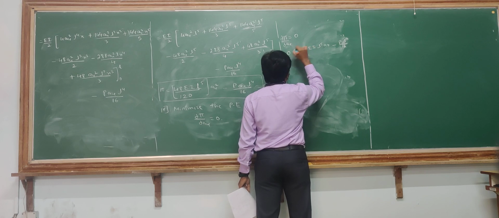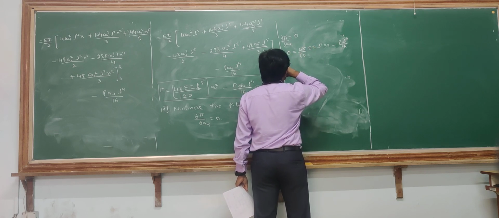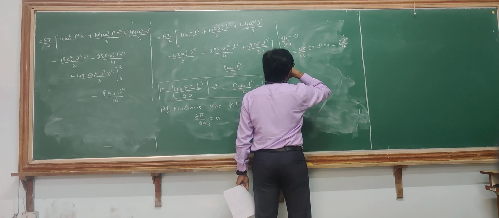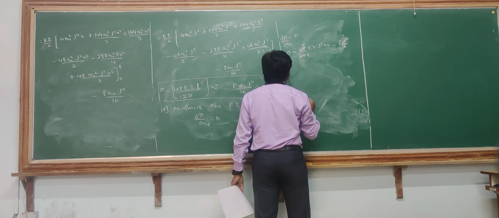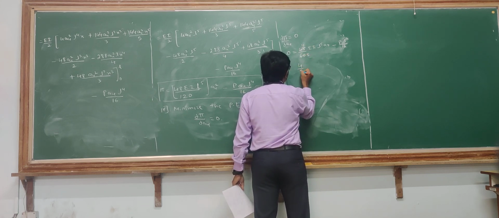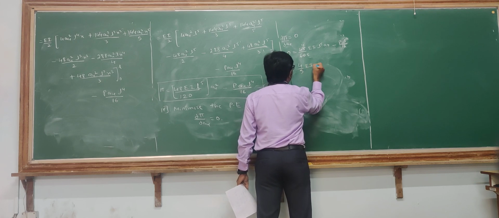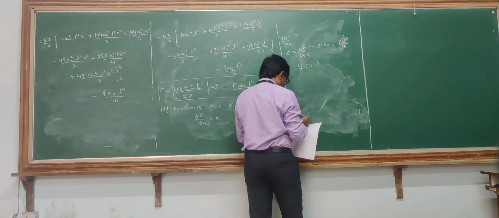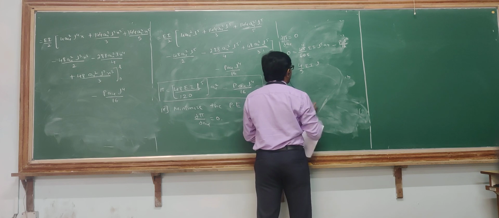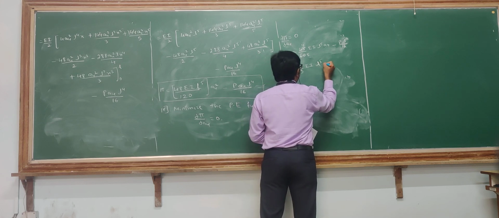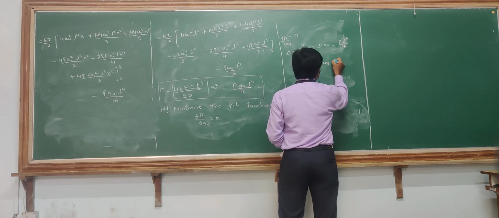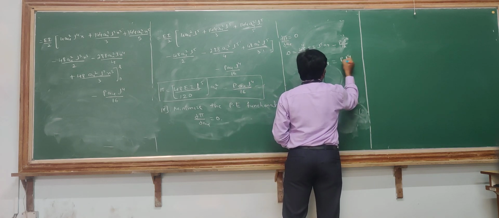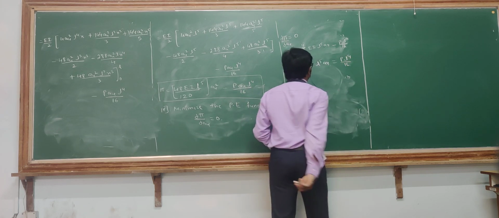So what you will get here? 12 fours are, 12 fives are. So we will be ending up here with 4 by 5 EI L raised to 5 A4, should be equal to PL raised to 4 divided by 16.